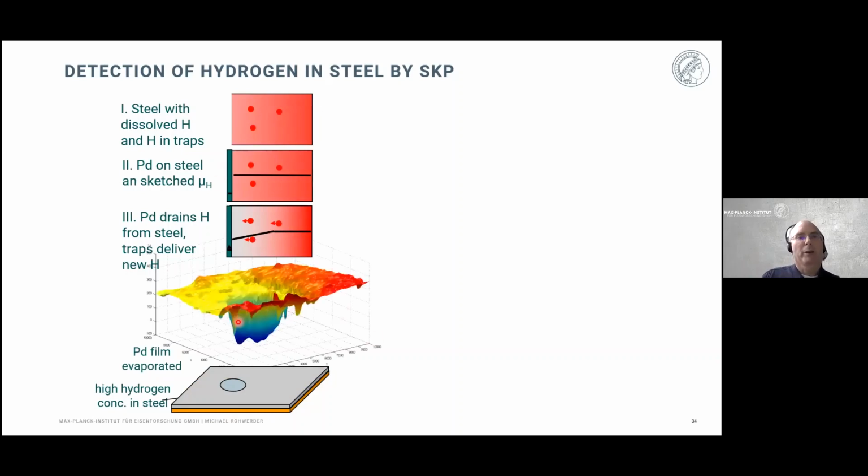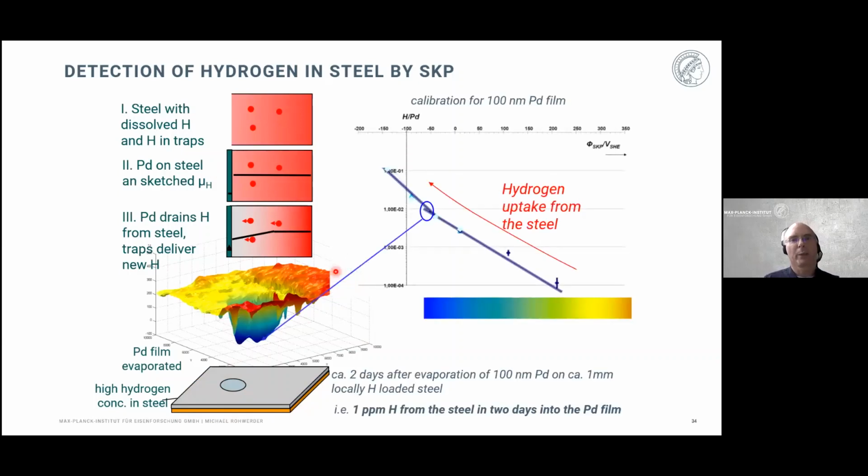Here's a snapshot. You can see here where the charging was. We see a low potential. Where it was not loaded with hydrogen, you don't see a decrease. And since we have the calibration, we can look at each time interval where we do measurements. How did the potential change? And from that, we can calculate release rates locally from the steel into the palladium.